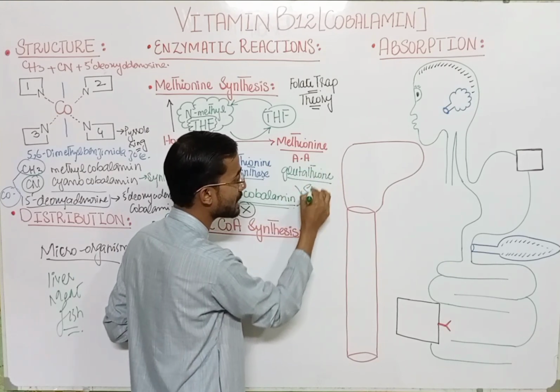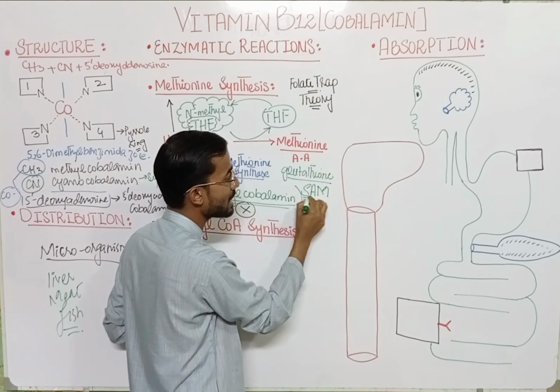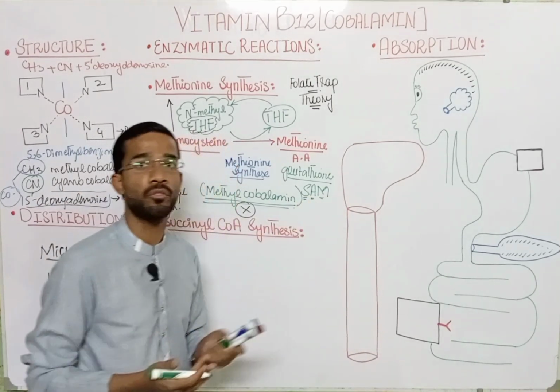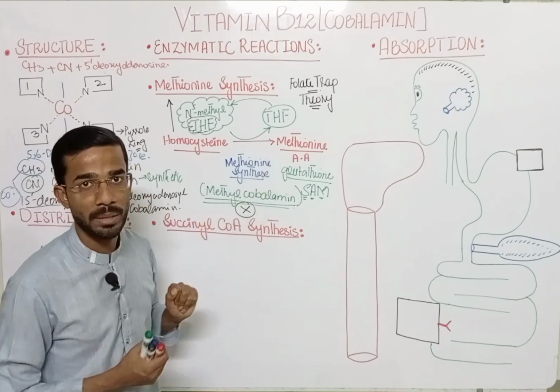So SAM, S-adenosyl methionine, that is actually used in the repairing of the DNA. So these are the uses of the methionine.